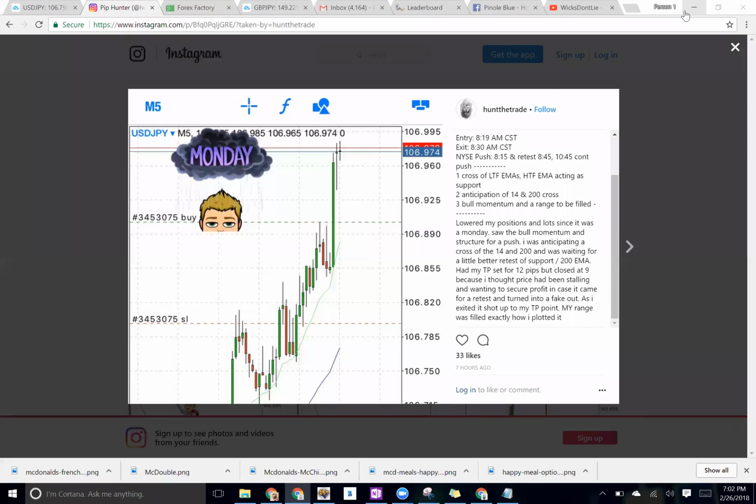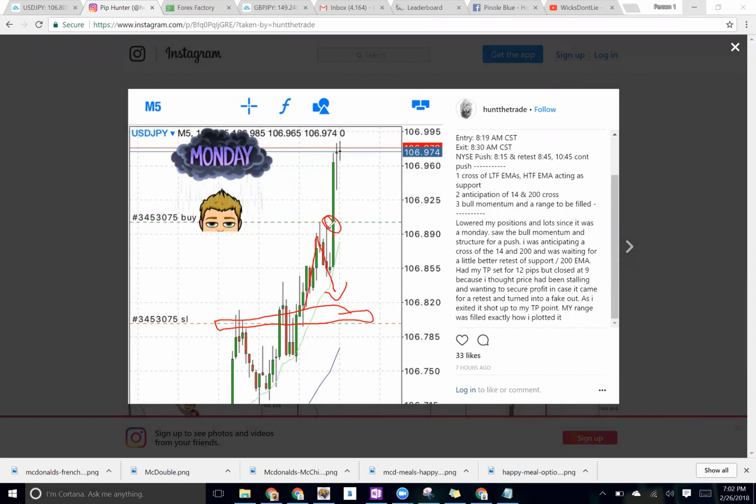Let me annotate this real quick. So you can see that we had some support right here. And I was kind of waiting for this to come up and maybe come back down to retest here because the EMA hadn't caught up. But we came down and retested, and then I got in.